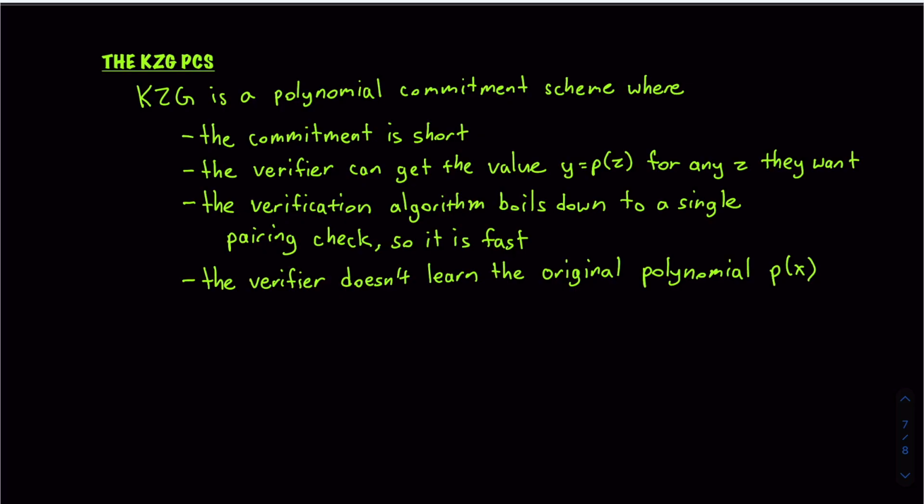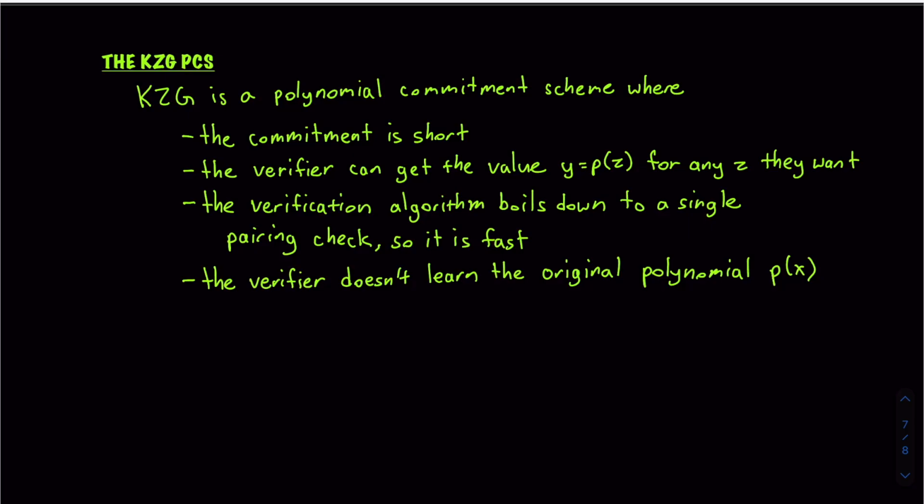And that's the magic of KZG. We've built a polynomial commitment scheme where the commitment is short, the verifier can get the value y equals p of z for any point z that they want. The verification algorithm boils down to a single pairing check, so it's fast. The verifier doesn't learn the original polynomial p of x. That's pretty awesome. So how is this useful?